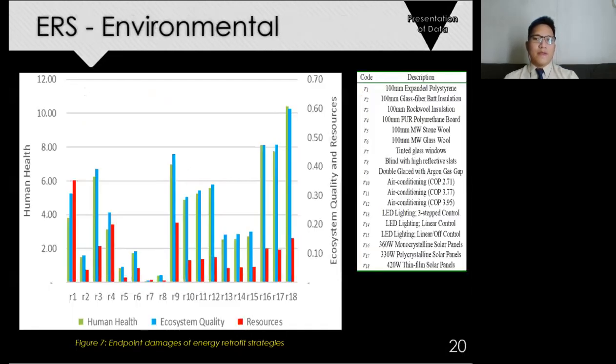A cradle-to-gate life cycle assessment was done on 18 retrofit strategies considered in the study. This figure presents the environmental damage of each ERS in terms of endpoint damages. In general, the figure shows higher damages on human health rather than on damages to ecosystem quality and depletion of natural resources. This can be attributed to the volume of raw materials used in the production. Moreover, it can also be derived that on-site generation strategies R16 to R18 contribute the largest damage among the group.